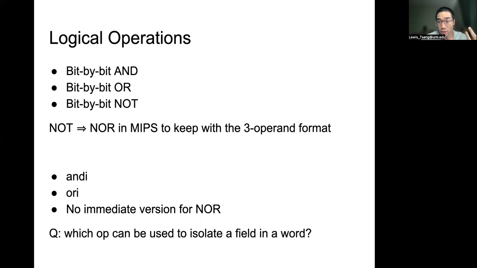Then with the understanding of these different operations, one very common trick that we can do is to isolate a certain field in the word. A word is a group of bits, okay? So let's think about it. What type of operation, which logical operation, can we use to achieve this purpose?